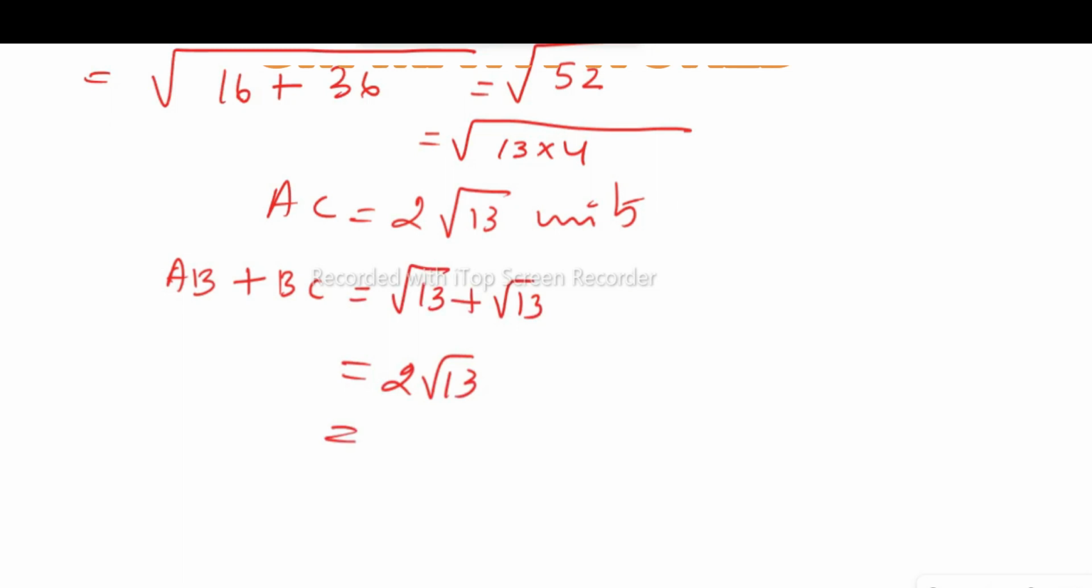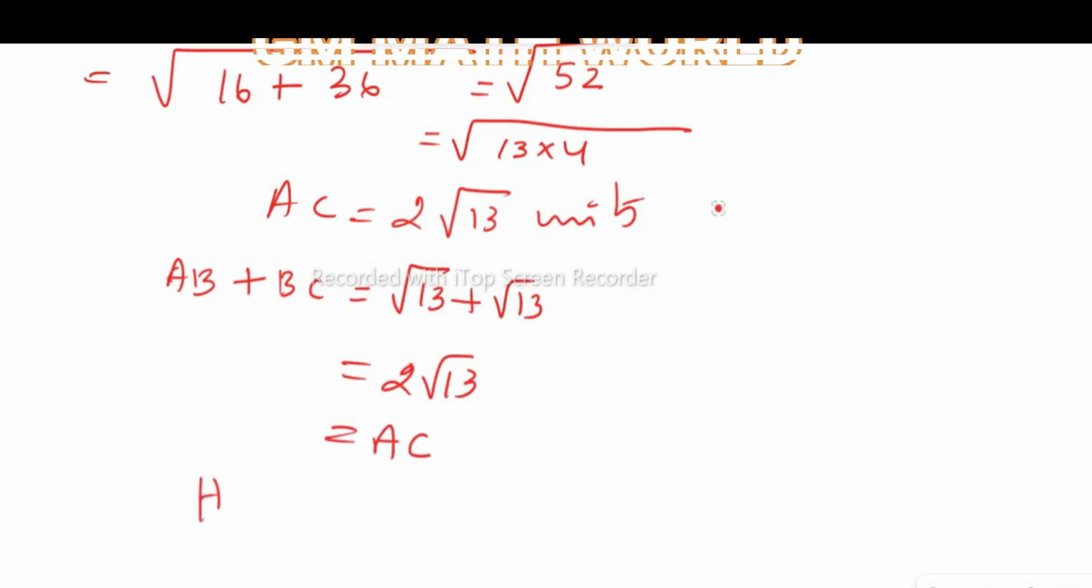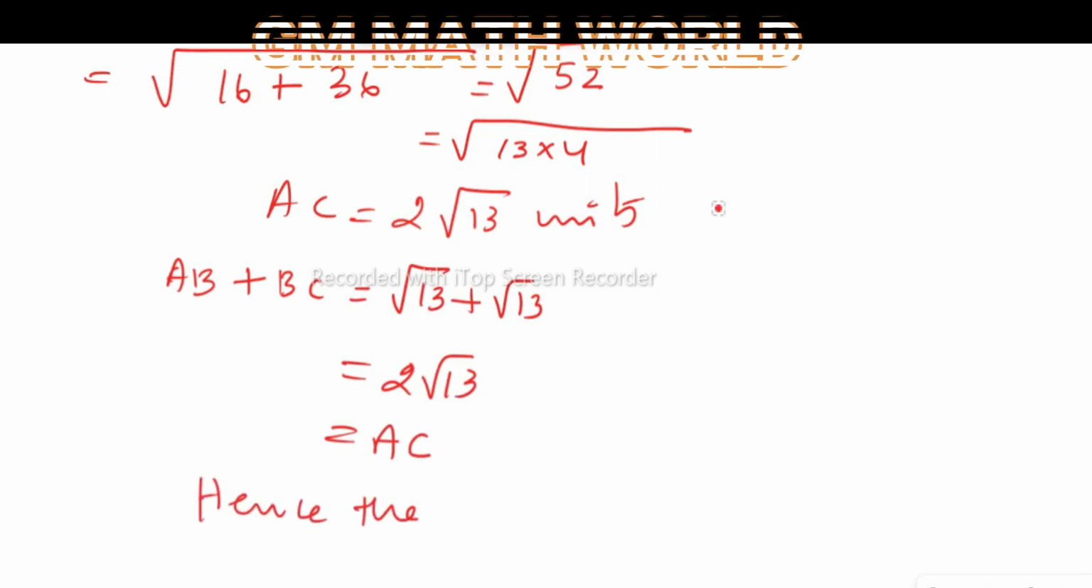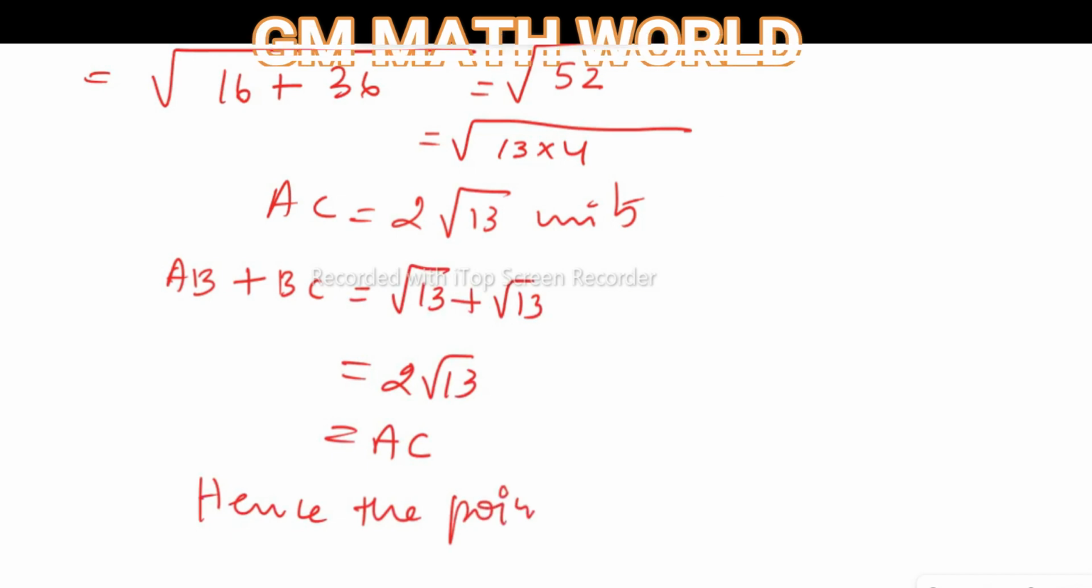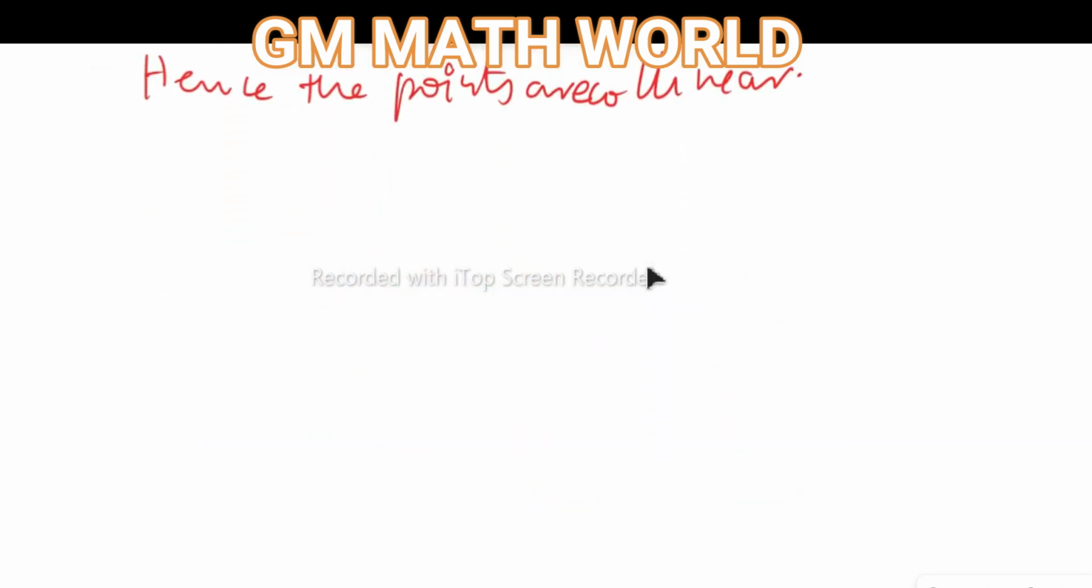Now let us verify whether the given points are collinear or not. So let us have AB. AB is root 13. AB plus BC is root 13 plus root 13, which is 2 times root 13, which is equal to AC. Hence the points are collinear.